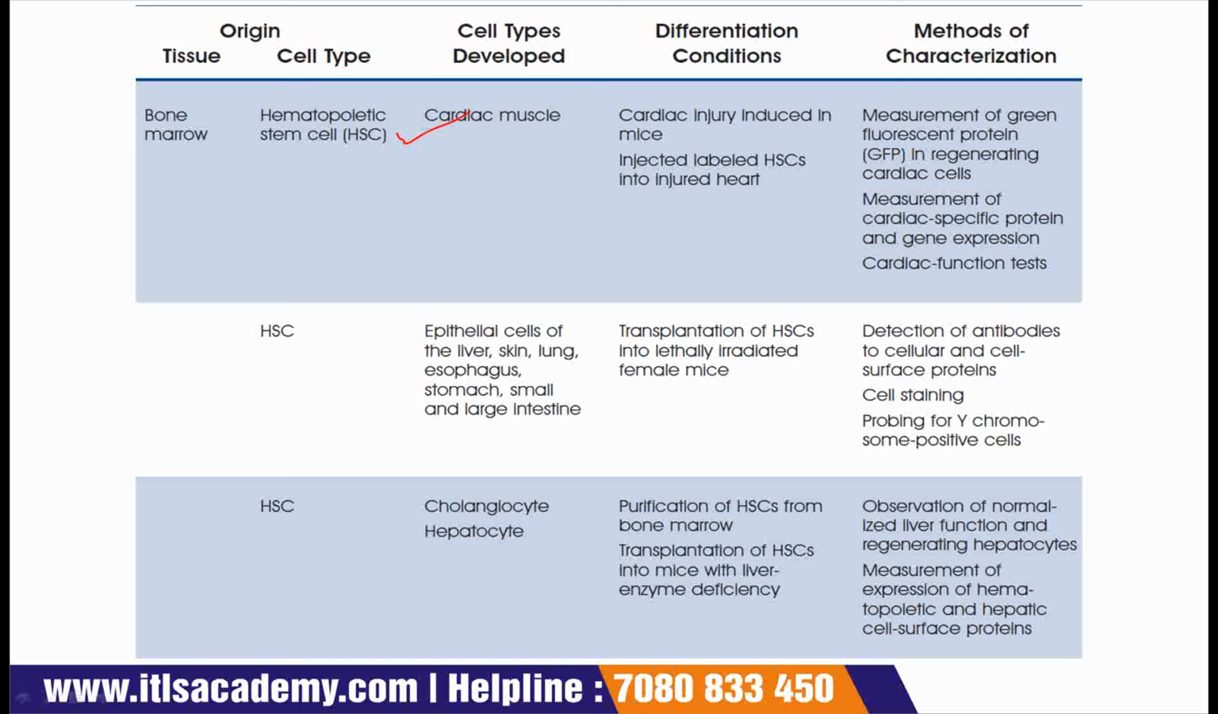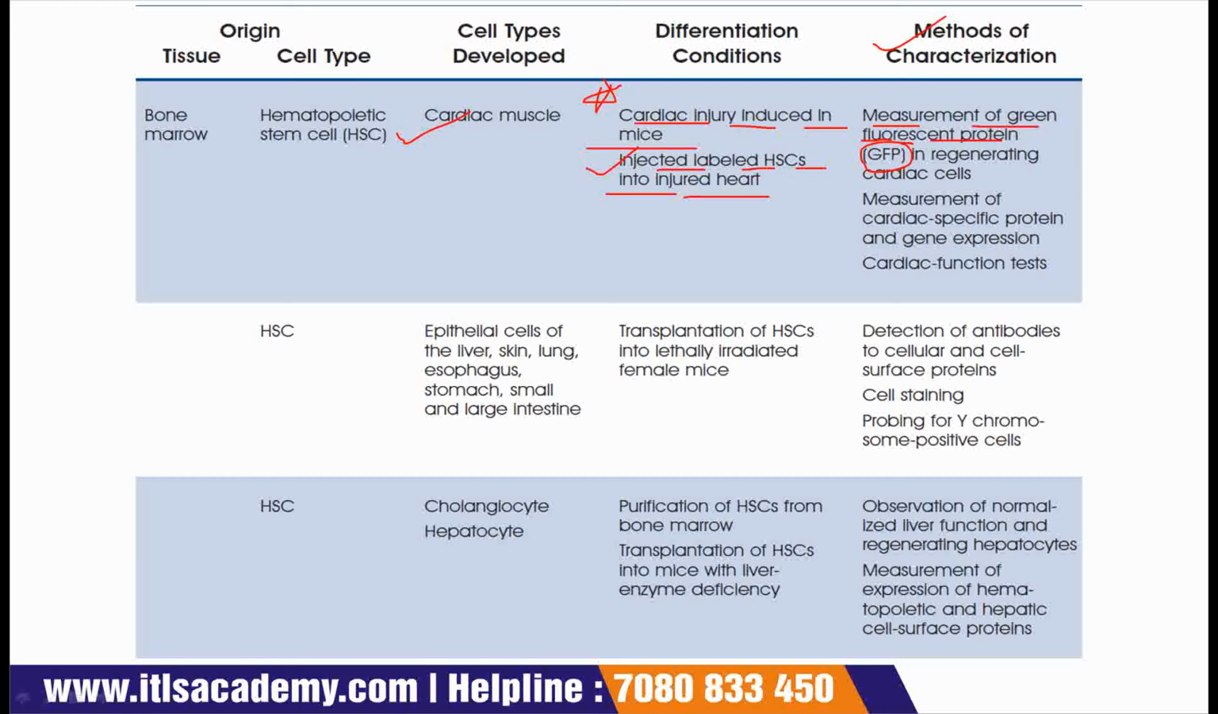First one is cardiac muscle. The differentiation condition for cardiac muscle is cardiac injury induced in mice. This all data is experimental. Further, labeled hematopoietic stem cells were injected into the injured heart. How are these characterized? So let us see the method of characterization. The method of characterization is measurement of green fluorescent protein or GFP.